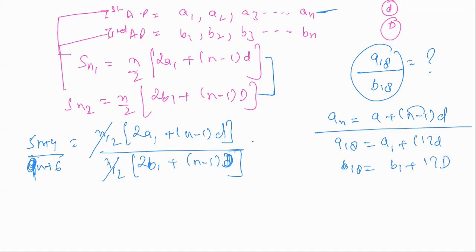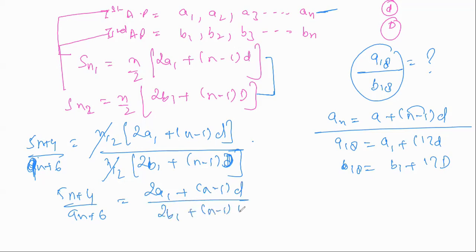Okay. Now, in the sum part, what I am left with is 2A1 plus n minus 1 times D and 2B1 plus n minus 1 times D. I have 2A1 here, but for the 18th term, I have A1 only. So to make A1 as 2A1, I multiply both sides by 2. So 17 times 2 is 34. Similarly, I have done it here also.